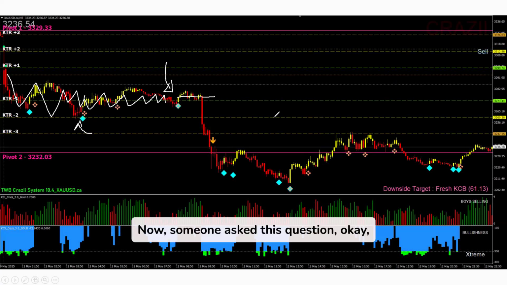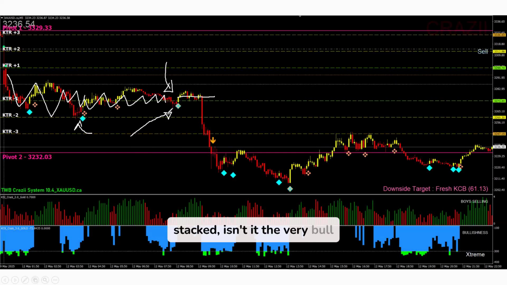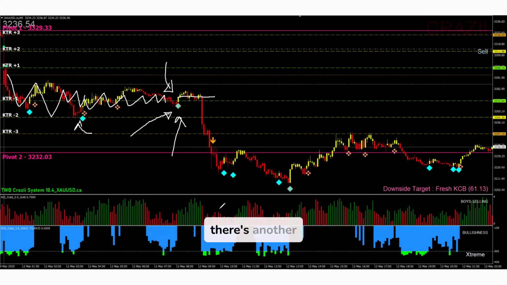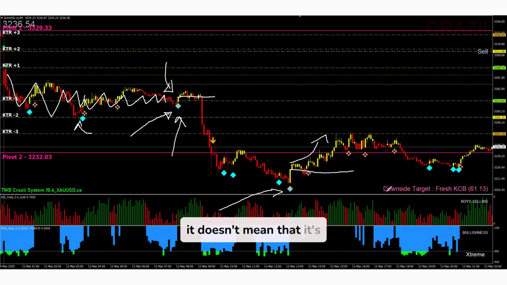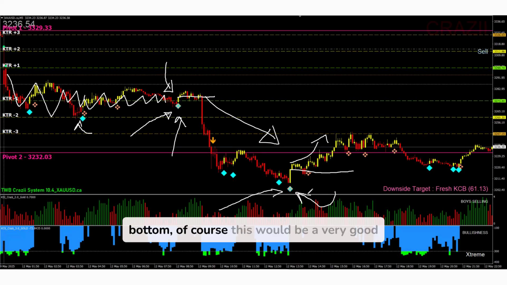Now, someone asked this question again, Kel: 4 diamonds stacked, isn't it the very bull market? No, guys. 4 diamonds stacked is just telling you that the blue diamond and the 4 diamond come together. By right, this line that you're going to draw is going to be very powerful. It doesn't mean that it's a buy signal. It tells you that this could be a very important line. So you notice right now, there's a 4 diamond stack here. There's another 4 diamond stack here. So you can see how powerful it is. It doesn't mean that a stack diamond means the market will surely go up. But of course, if it's a market that is coming down and there's a stack diamond at the bottom, of course, this will be a very good buy itself.